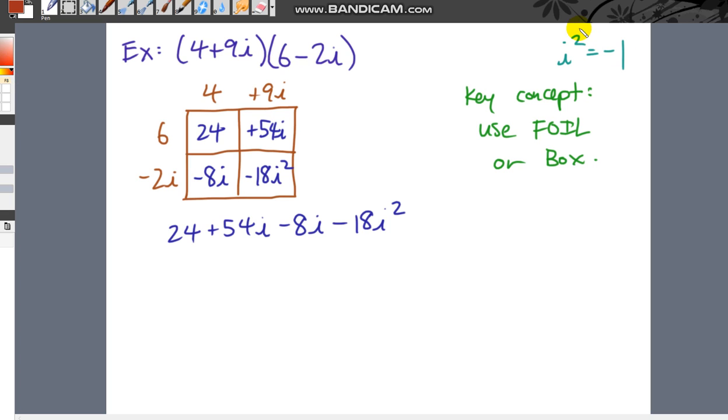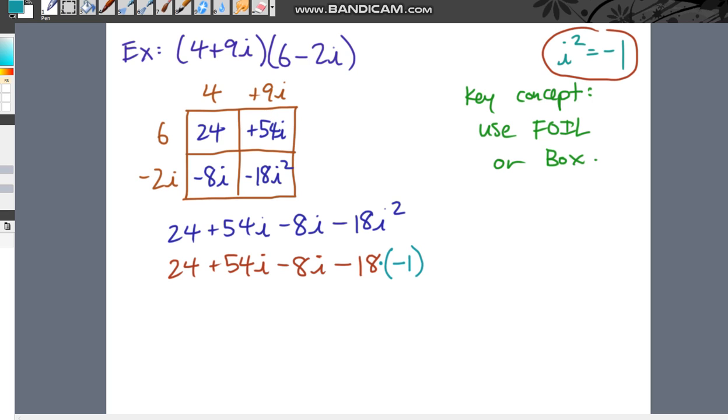Okay, next we're going to use this rule here, i squared equals -1. We're going to replace i squared with -1. So we have 24 plus 54i minus 8i minus 18, and then we're going to multiply. So i squared is the same thing as multiplying by -1. Okay, so now we have 24 plus 54i minus 8i. Two negatives here. When you multiply, two negatives become positive. Okay, so we have a positive 18.